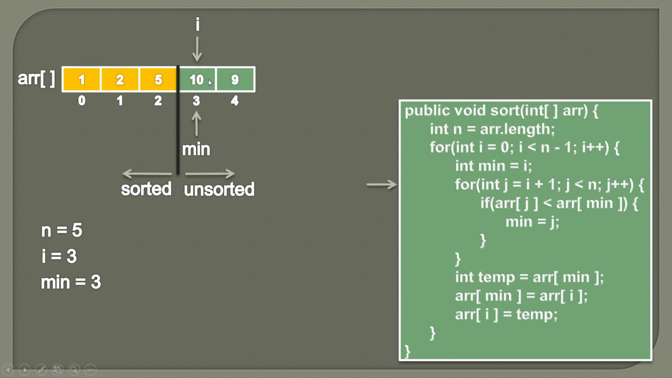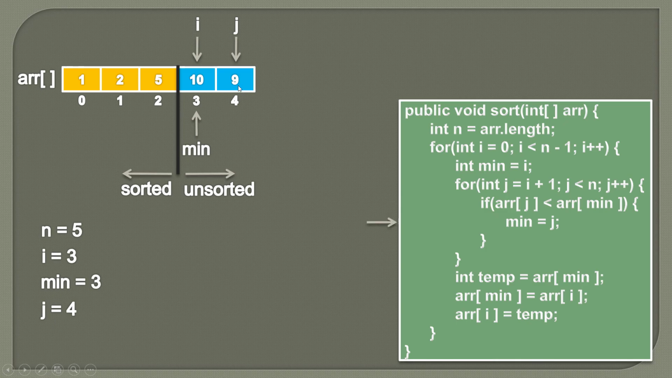And now we need to find the minimum element from the unsorted part. So only 2 elements are left. So we'll start our inner for loop with j equal to i plus 1. So j will start with 4. 4 is less than 5, so this condition comes out to be true. And here we'll simply compare whether the value at jth index, which is 9, is less than the value at min index, which is 10, or not. So 9 is less than 10, so this condition comes out to be true.